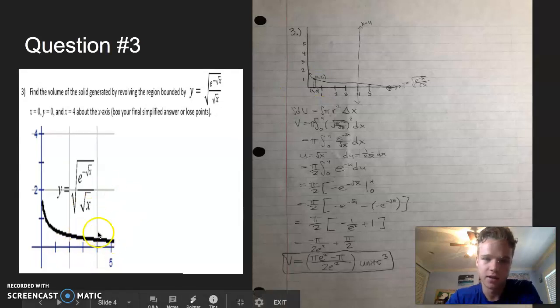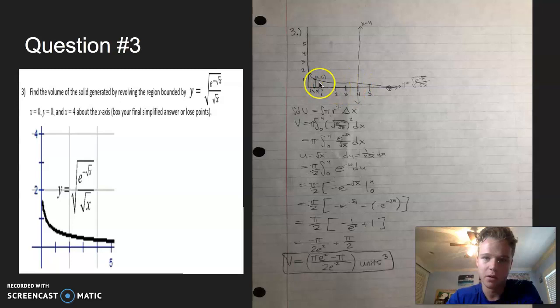So I drew around the same picture as this, but I also drew the x equals 4 because that's what it's bounded by. I drew the labeled slice of x1, 0 for this coordinate, and x1, y1 for this coordinate. And then I put the volume equation, which is dV equals pi r squared, change in x.